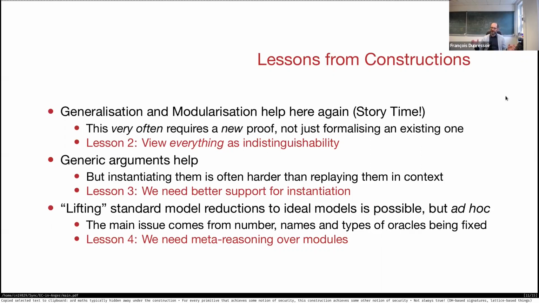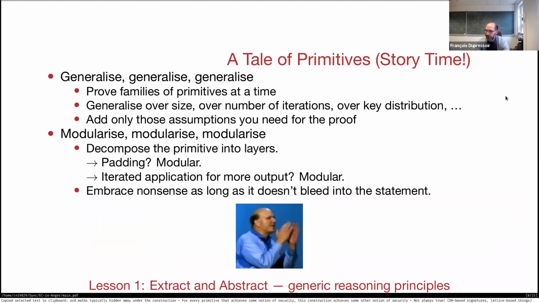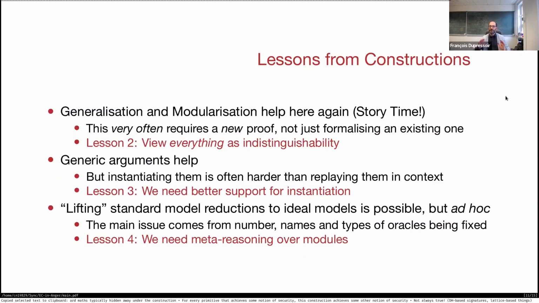A lesson here is that viewing everything as indistinguishability in terms of proofs for constructions is really, really useful. EasyCrypt is really good at proving equivalences. Write everything as an equivalence. Every single property you can, write it as an equivalence. Generic arguments, all of those that you got from formalizing primitives, are really useful again for constructions. Once you've got your primitive transformations or arguments that are generic, you can always use them at all layers. Except that sometimes it's still easier to replay the argument by changing some of the details than it is to actually instantiate and apply them. And so we need much better support for instantiation of generic arguments.